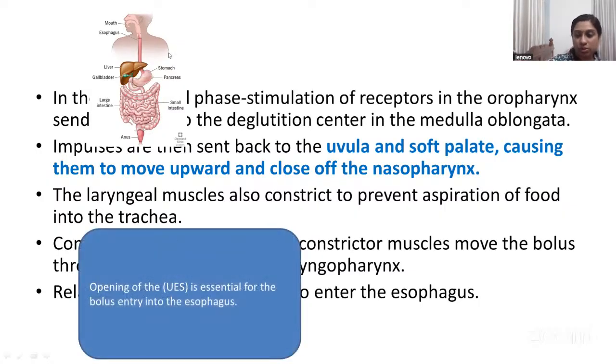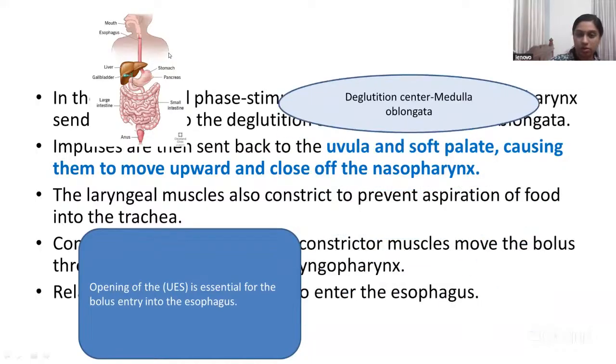So, opening of the upper esophageal sphincter. It is formed by the cricopharyngeus muscle. The upper esophageal sphincter is formed by the cricopharyngeus muscle and it's essential for the bolus entry into the esophagus. Okay.